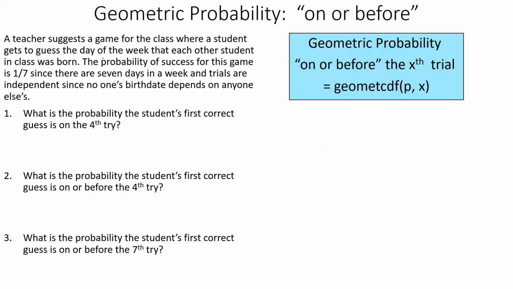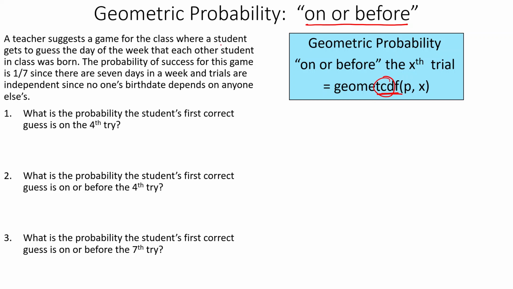All right, so more on geometric. So now we're looking at the on or before instance here. It's kind of like the less than for binomial ones. So we can do the CDF here. This is probably easier than adding up all the different ones, but it's up to you.